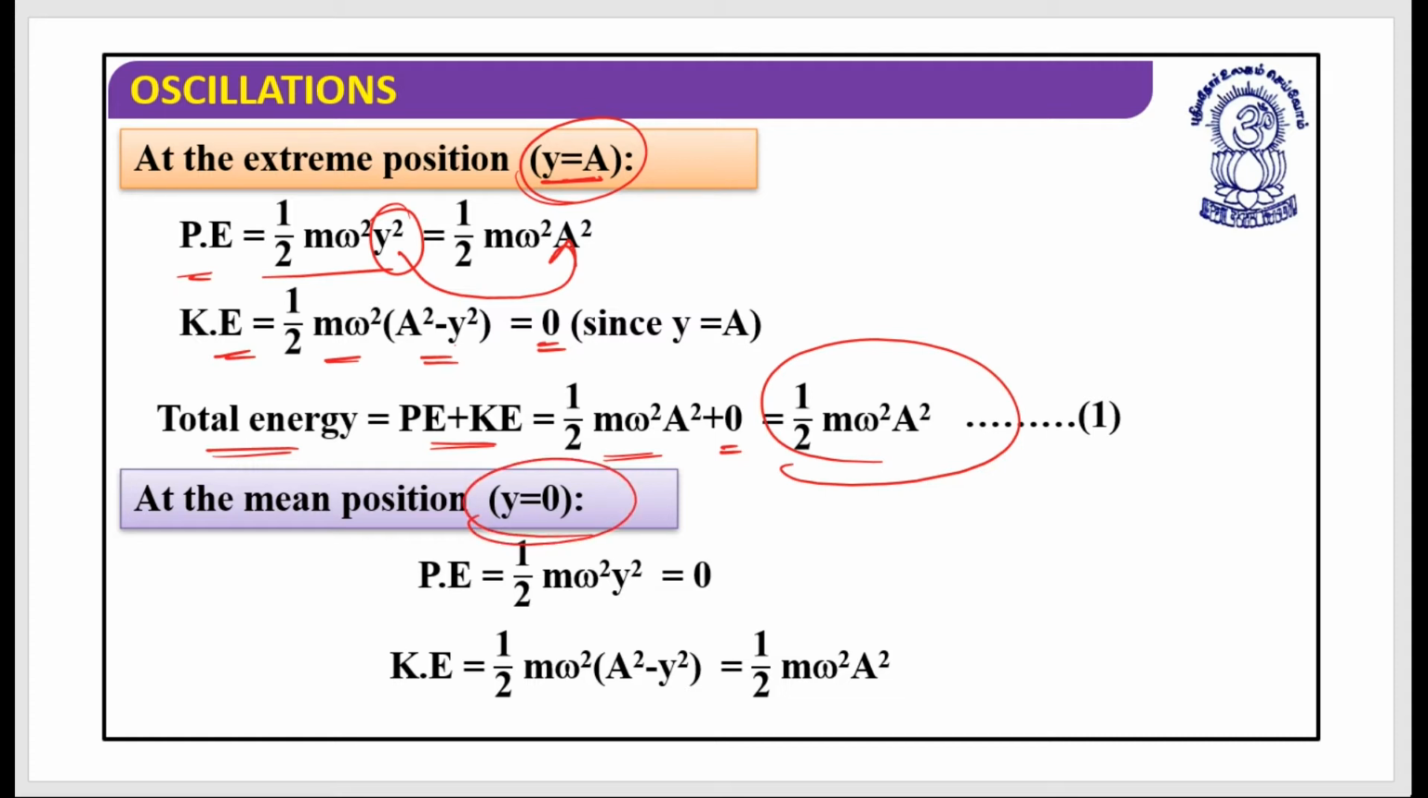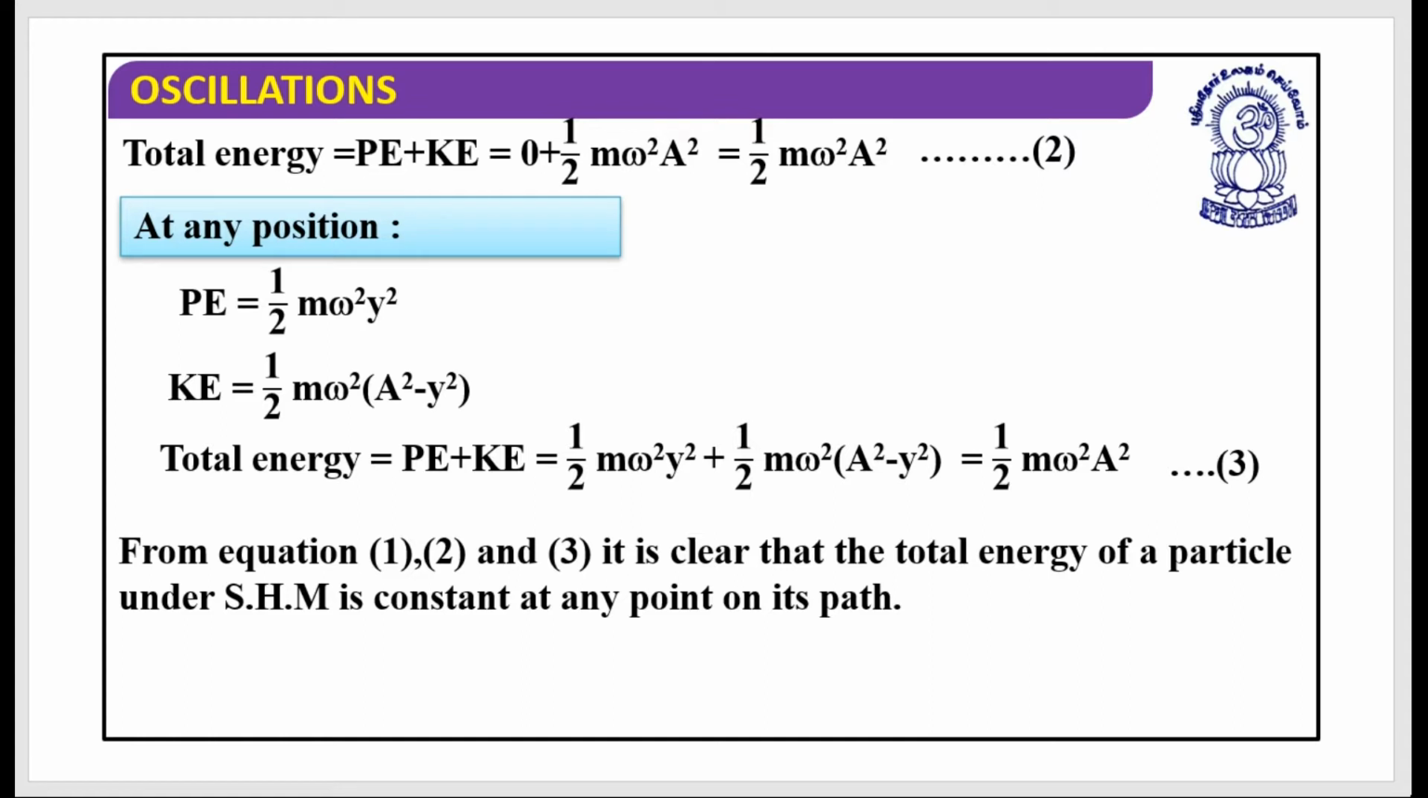Great. Now let's look at the mean position too. The potential energy at the mean position is half m omega square y square, which is equal to 0. For the kinetic energy at the mean position, y needs to be 0, so this is equal to half m omega square a square. For the total energy, potential energy plus kinetic energy is 0 plus half m omega square a square. So the total energy is constant, always half m omega square a square.